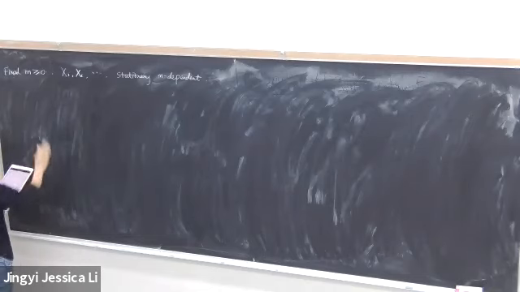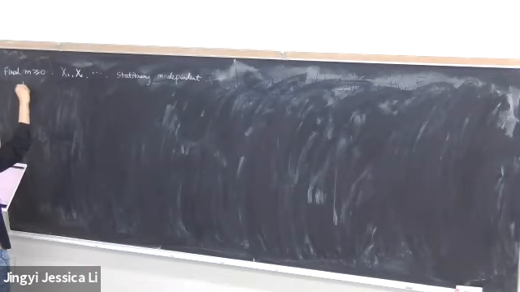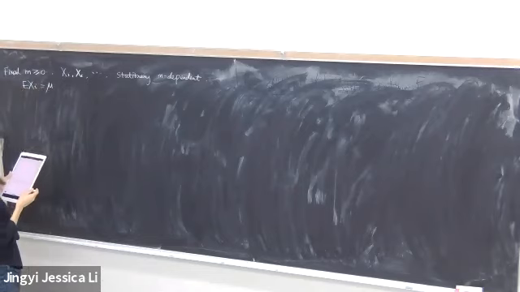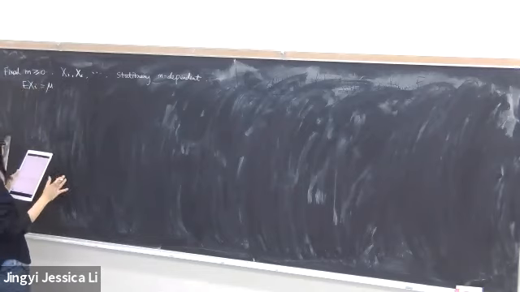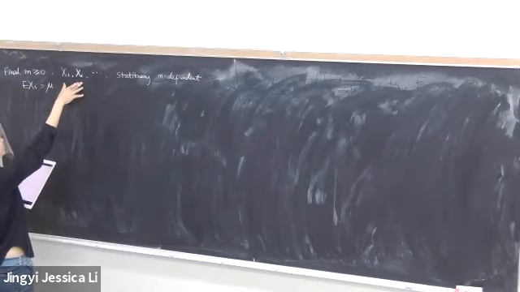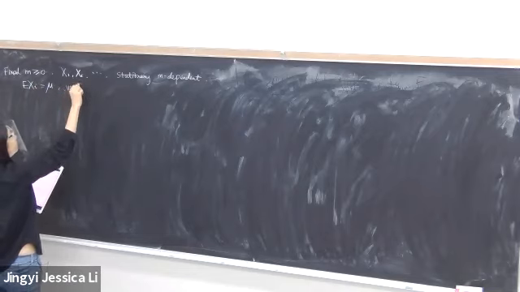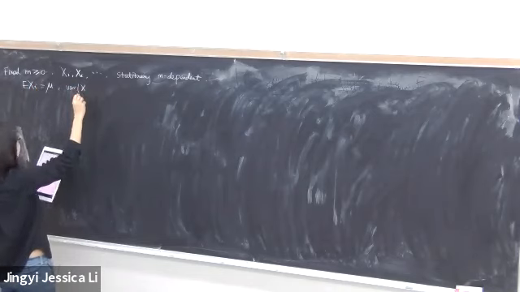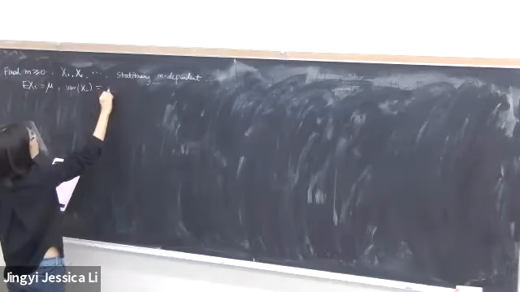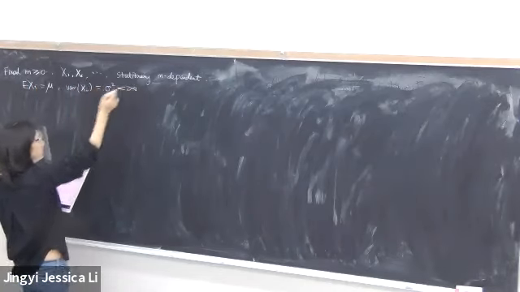So here, for this sequence of random vectors, or random variables, I should be more specific, we have expectation of xi equals mu. Here mu is a scalar, and the variance of xi is sigma squared, finite.